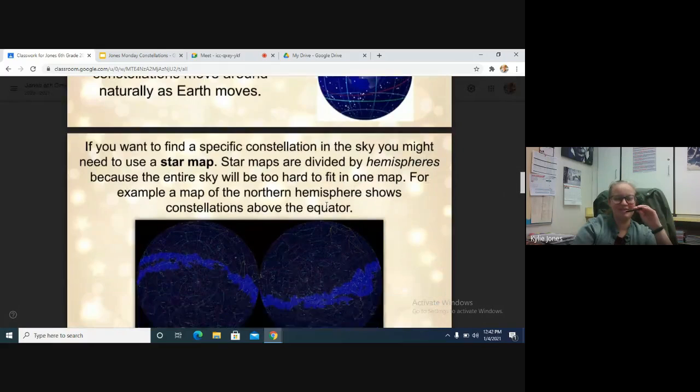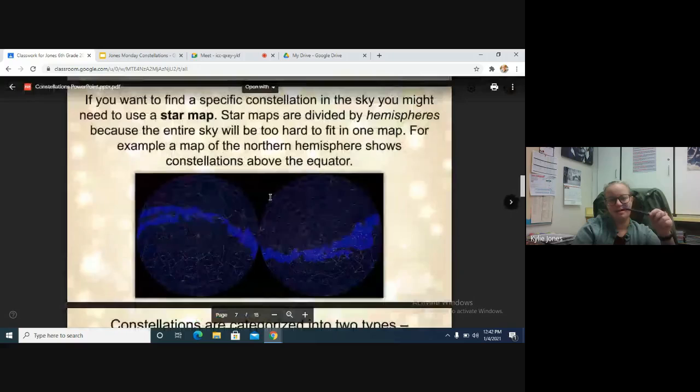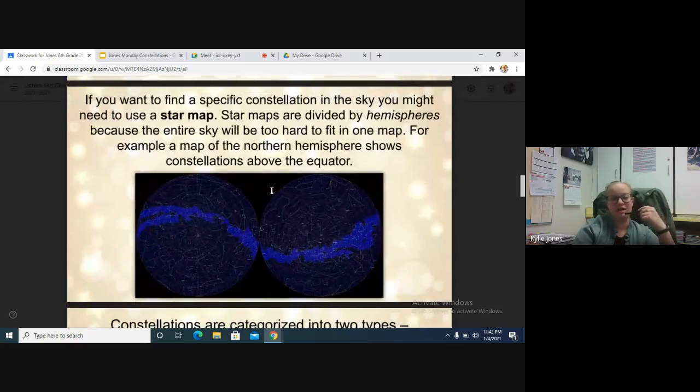slide number 7 says that if you want to find a specific constellation in the sky, you might need to use a star map. Star maps are divided by hemispheres because the entire sky would be way too hard to fit into one map. For example, a map of the northern hemisphere shows the constellations above the equator. So if you have the globe, it's split in half by the equator, and the stars on the top half would be in the northern hemisphere, and then the stars in the bottom half are in the southern hemisphere.